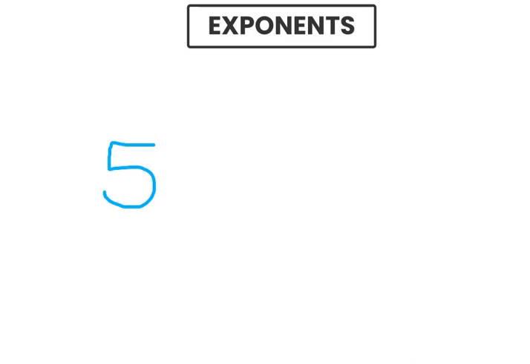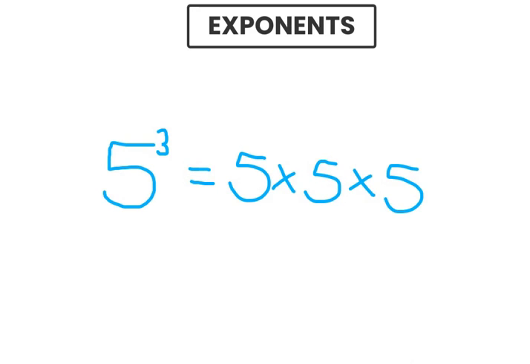So if, for example, I were to write a little 3 over here, that is what we call an exponent. And what that exponent tells us is how many of the base to multiply together. So in this case, this exponent is saying multiply 3 5s together. So what we mean by that is 5 times 5 times 5.